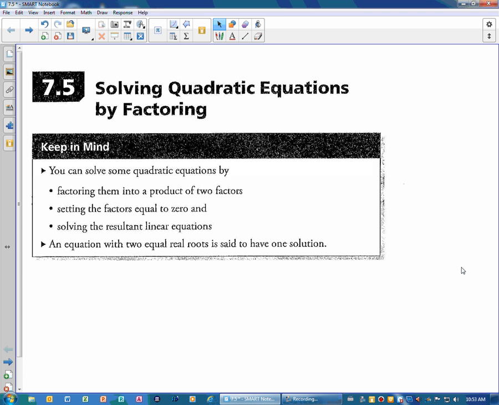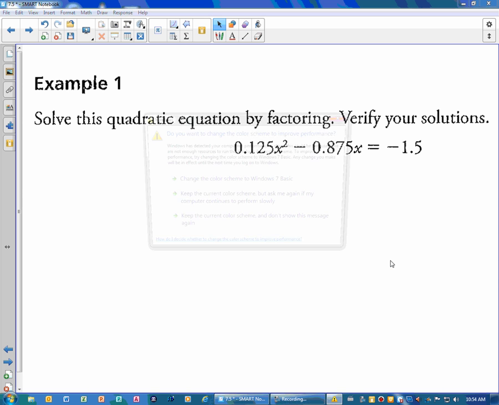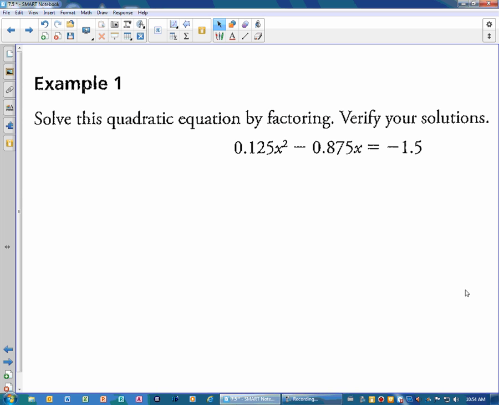Okay, so we reviewed factoring in 7.4. We're going to go over two examples of different kinds of factoring. And the first example says, solve this quadratic equation by factoring and then verify your solutions. Two different ways to verify your solution. You just either plug the number that you got back into your equation, or you can always graph it on that online graphing calculator and see if your answers is where the graphs cross the x-axis.